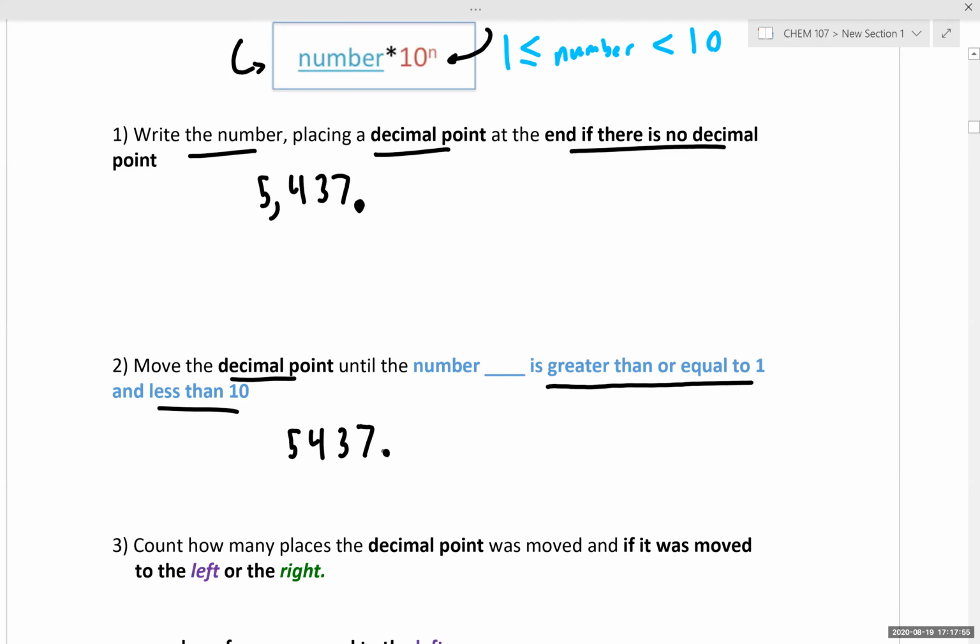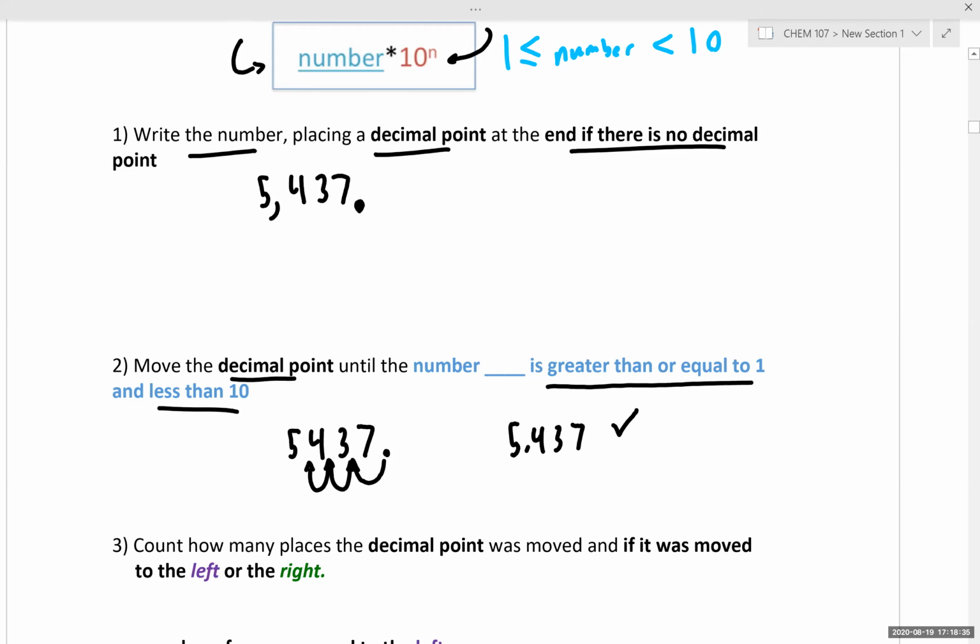So if we have 5,437, let's do a little bit of a test. If I move my decimal point over one time to the left, do I have a number between 1 and 10? Is 543 between 1 and 10? No. So let's try one more time. What about 54.3? Is that between 1 and 10? I see a lot of no's in the chat. Let's try one more time. Is 5.437 between 1 and 10? Yes. So we put a check mark.